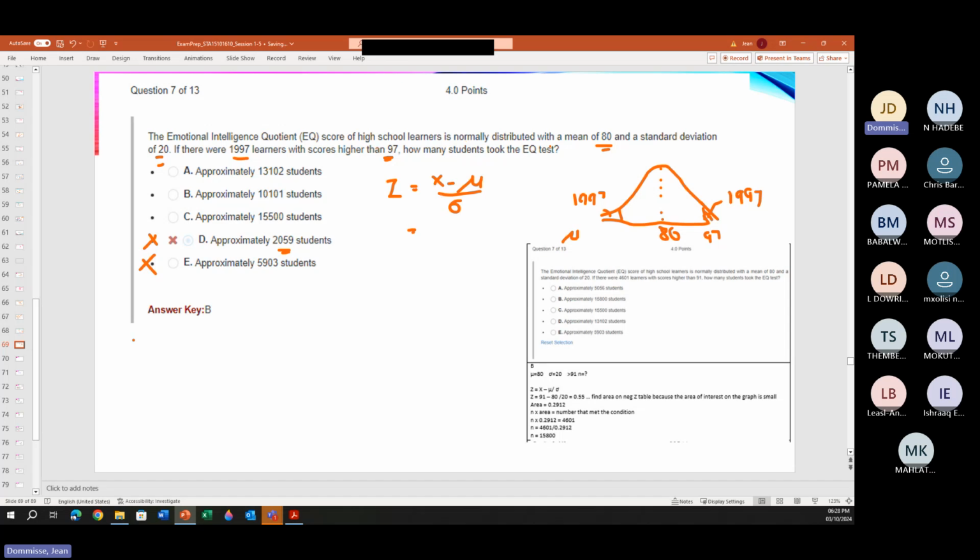So, okay, we've got 97, we've got the 80, we divide by the standard deviation of 20. So 97 minus 80 is 17. 17 divided by 20 gives you 0.85.